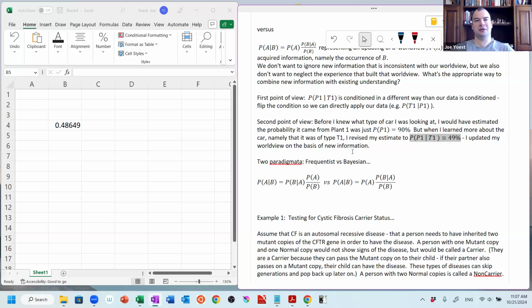Maybe I say, okay, well, plant one produces more of the red cars for this company, so maybe I'm back up to 55%. And then I look and see that it has these kind of wheels or something, and well, those are more consistent with plant two. So maybe now we're down to 45%, right? Each new piece of information I get, I can systematically incorporate and chain together and update my probabilities, my worldview, piece by piece as I incorporate new information.